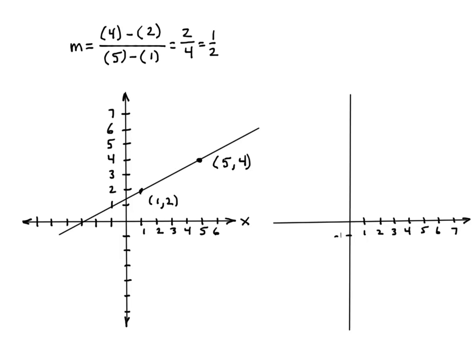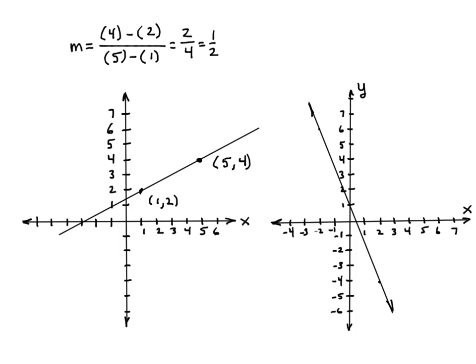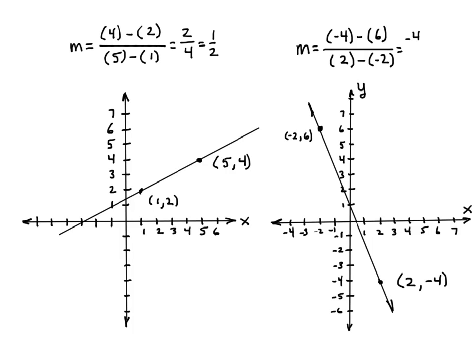Another example, let's say we have this line here, and so we're going to choose 2 points and call those points out as 2 and negative 4, and then negative 2 and 6, and then compute the slope. And here again you can see what I mean by using parentheses to keep your negative straight, and then once you have that, it's easy to simplify then, and so we get a slope of negative 5/2.